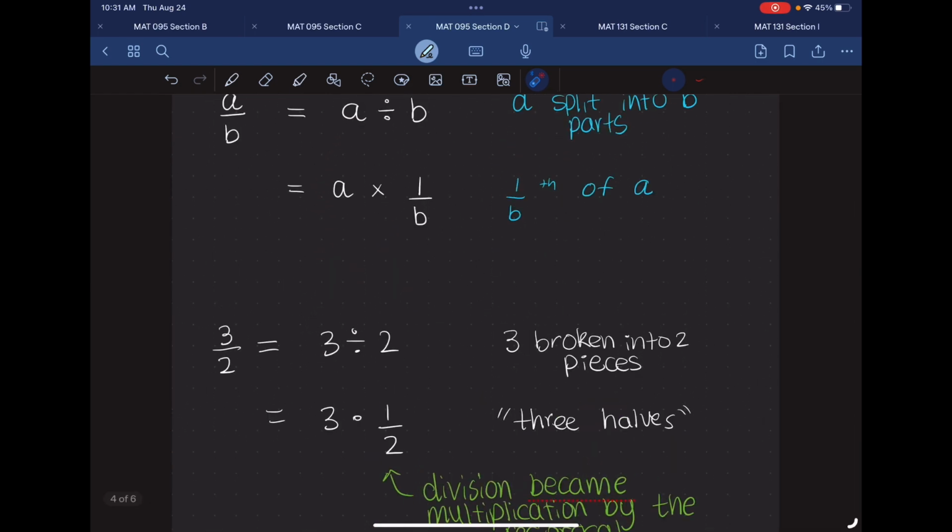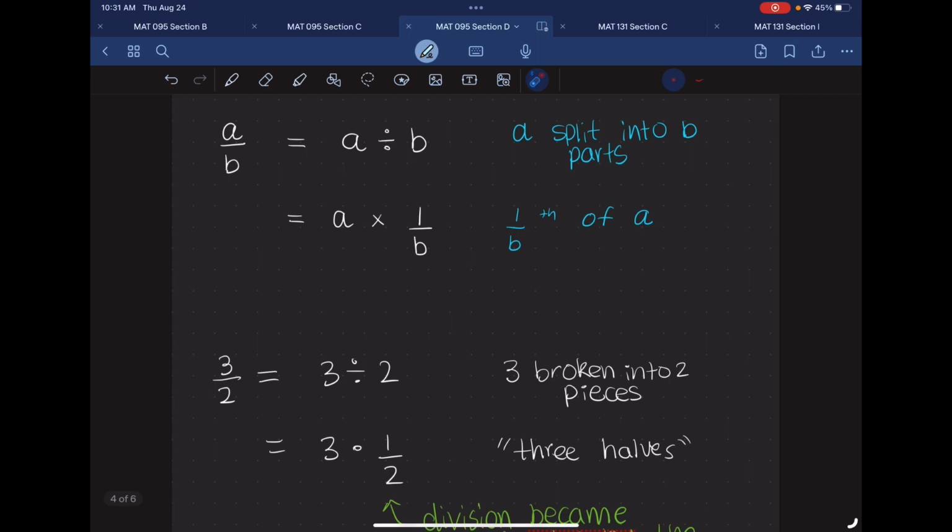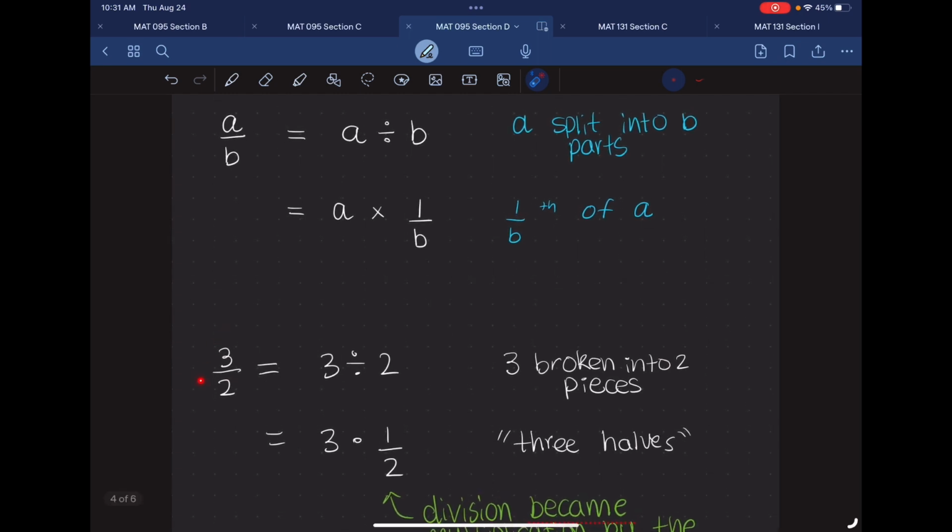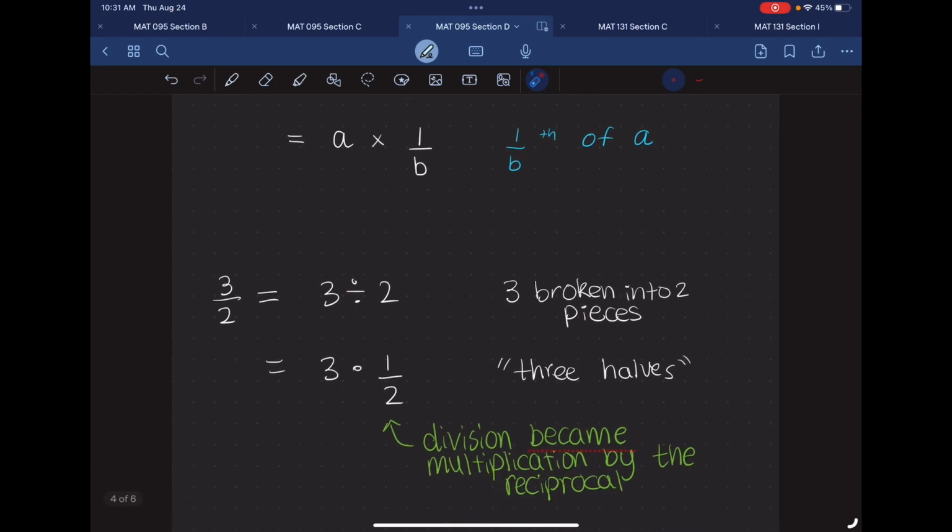All right, so just to put some numbers and have a tangible example of that, if we have 3 halves, that can be interpreted as 3 divided by 2, which means 3 broken into 2 pieces. And if I take the number 3 and break it into 2 pieces, we know that we get 1.5. That's the same as taking 3 times 1/2. So I have 3 1/2s, or 3 halves. When I multiply by 1/2, I'm taking 1/2 of whatever number was right here.